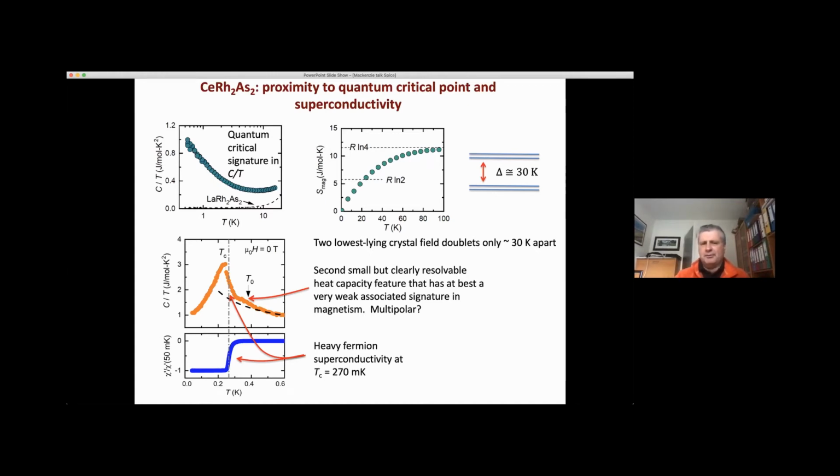It's trying to tell people roughly what the background phase diagram of the normal state looks like, from which the superconductivity condenses. Well, the rest of the talk is very much going to be about the superconductivity. So here you see it has a modest TC, 270 millikelvin.